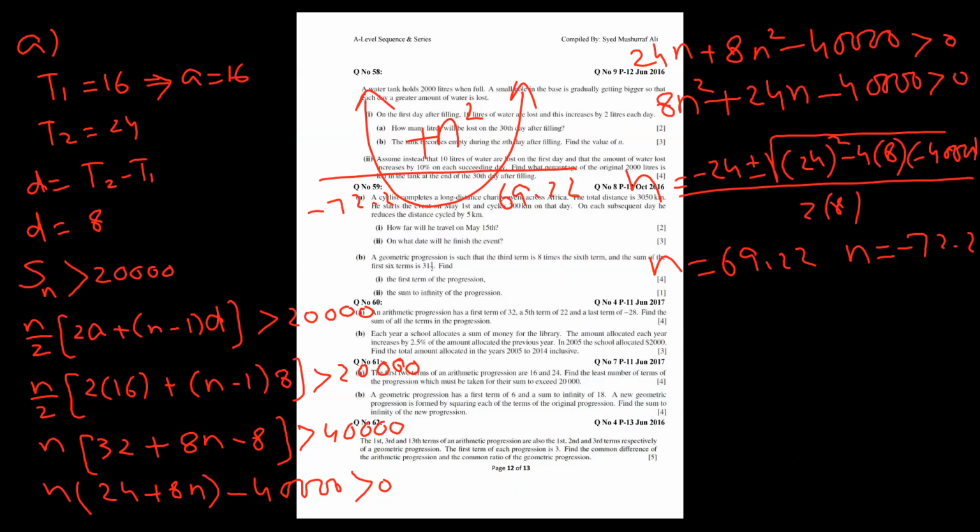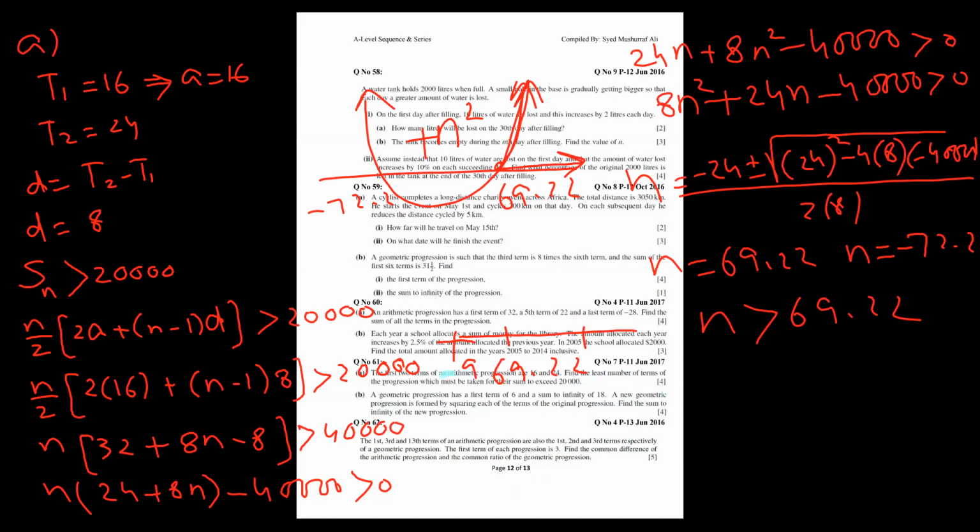Bigger means above the line. Above the line means you move along the curve this way, so x goes this way. It means n is bigger than 69.22. If you do a number line system, 69.22, before we have 69, after we have 70.